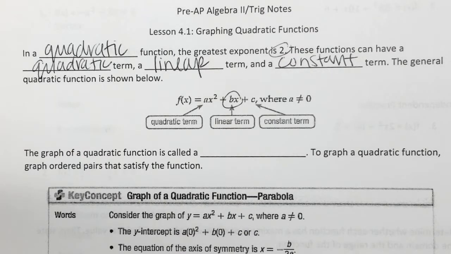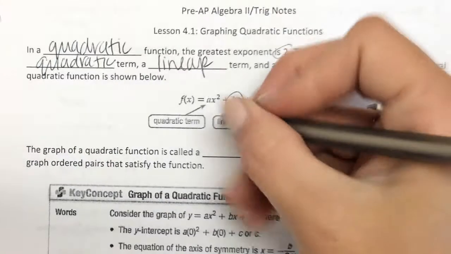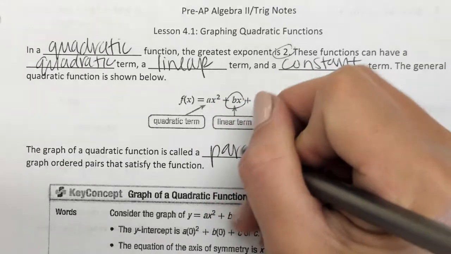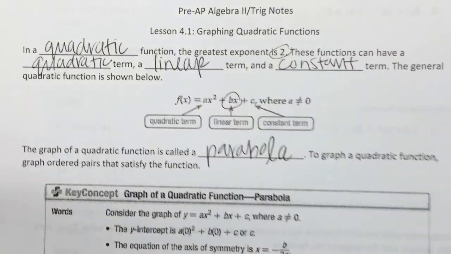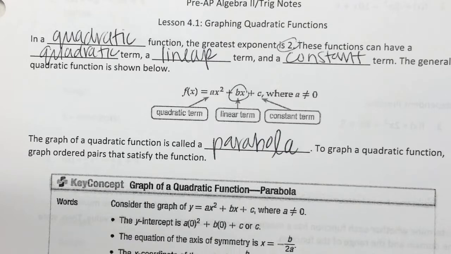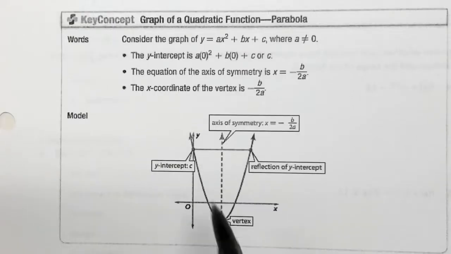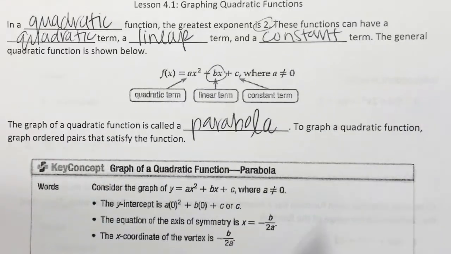Alright. The graph of a quadratic is what did you say, Caleb? Parabola. Looks like a U. Looks like this. I'll let everybody copy down that first.